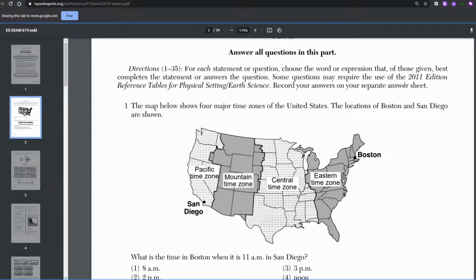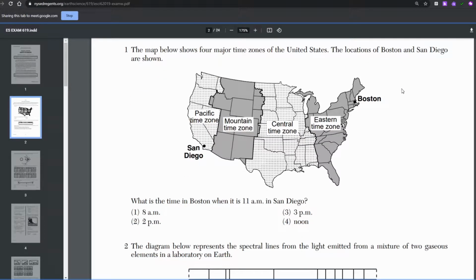The map below shows four major time zones of the United States. The locations of Boston and San Diego are shown. What is the time in Boston when it is 11 a.m. in San Diego? So they made it really easy. Basically, they just diced it up by the time zones. They don't normally do this for you. So this one you just count, right?